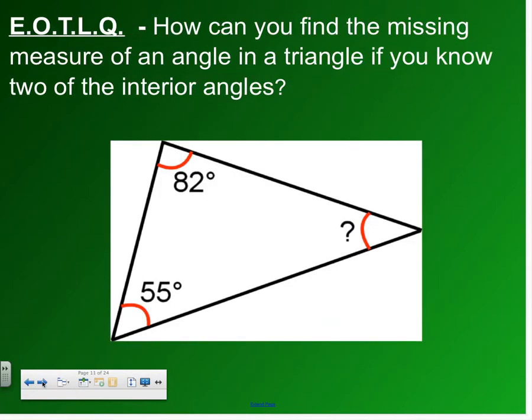End of lesson question: how can you find the missing measure of an angle in a triangle if you know two of the interior angles? So if I know two angles, 1 and 2, how can I find the third angle?